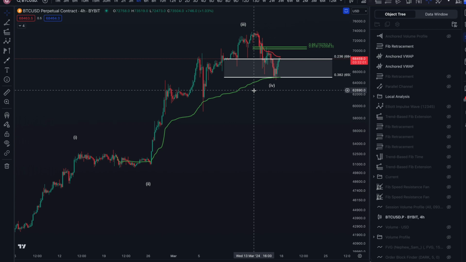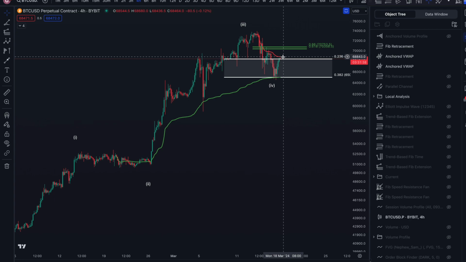For me at the moment, I'm in a neutral position. If we start breaking the resistance VWAP at around 68,000, that's something that's really going to give more confidence, I could say, into the market.